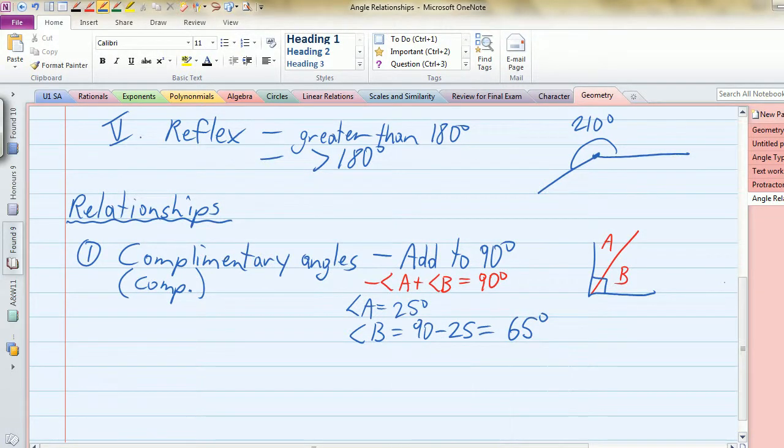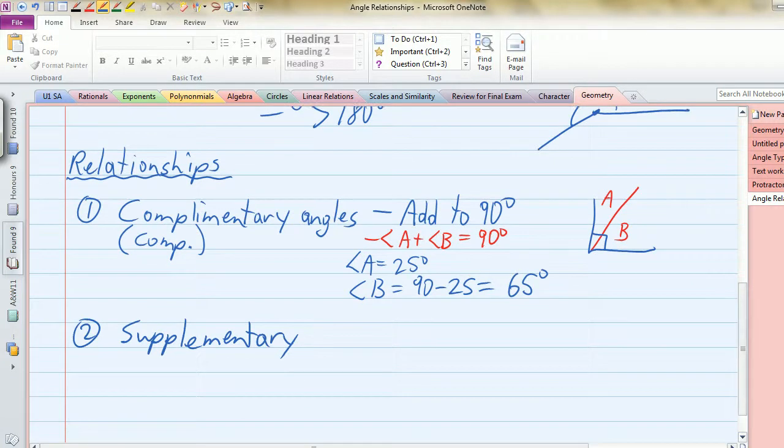Okay, so number 2. Supplementary. So we have supplementary angles. These guys add up to 180 degrees. Notice the superscript 0, that's for the degree symbol. Okay, when you're writing the reason, just write down SUPP dot. So you can say that there's supplementary.